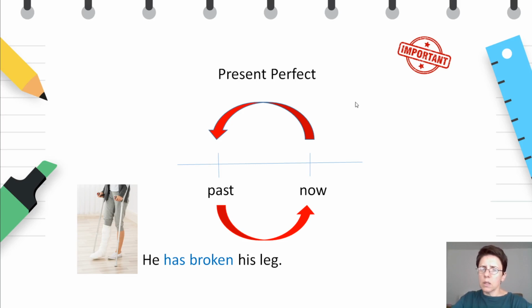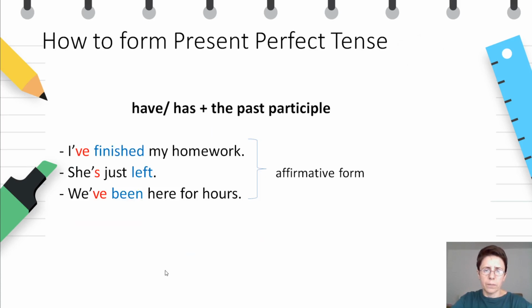Second, look at the name, present perfect. Present. It tells you something about the present. Although you use the present perfect to talk about the past, it's still present because it tells you something about now. For example, you say, he has broken his leg. Although the accident happened maybe a week or a month ago, the consequence, the result of the accident is still present. We can still see it.